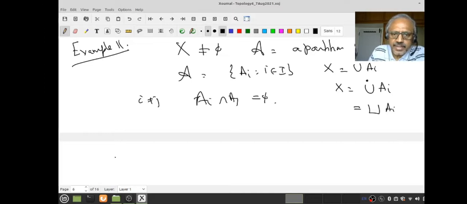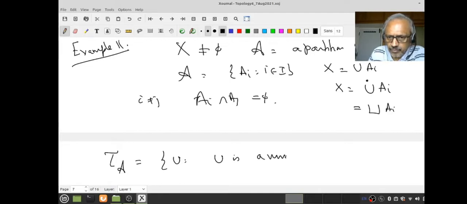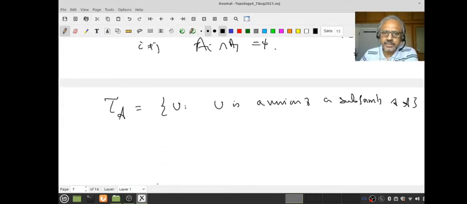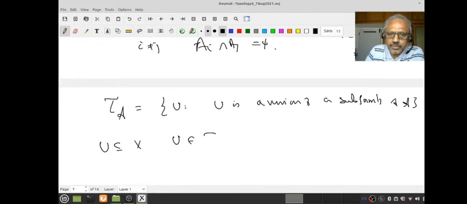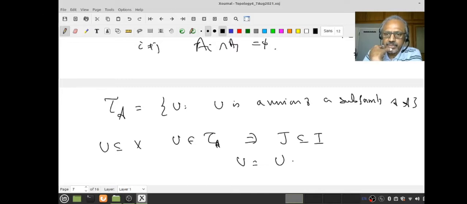Now I want to define a topology using a partition. So tau of script A is the collection of all U, where U is a union of a subfamily of A. What does this mean? This means that if you give me a subset U of X, when does U belong to tau of A? There exists a subset J of I, the indexing set, such that my U is the union of A_i, i running over only J.